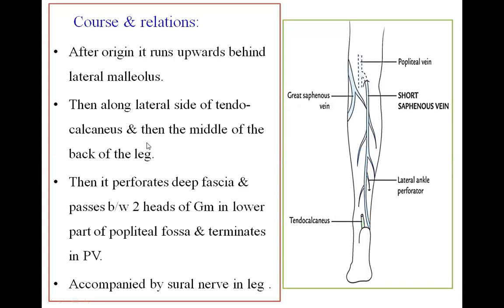Course and relations of the small saphenous vein. After origin, it runs upward behind the lateral malleolus, then along the lateral side of the tendo achilles. Here is the tendo achilles. Then it runs along the lateral side of the tendo achilles till the middle of the back. Then it perforates the deep fascia and passes between the two heads of the gastrocnemius muscle in the lower part of the popliteal fossa and terminates in the popliteal vein.